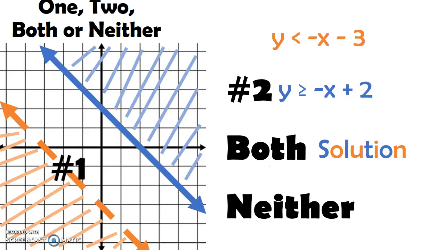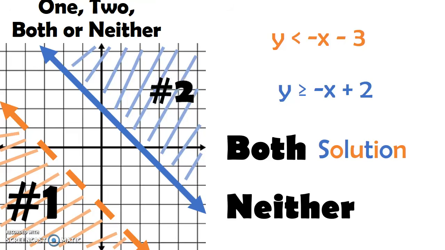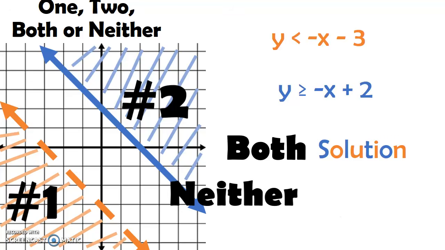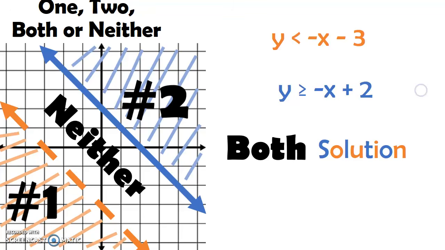So the orange shaded section is going to be my number 1 again. The blue is going to be my number 2. Now remember, my solution is anywhere where my shadings intersect, and neither is going to be where there's nothing shaded. So since nothing intersects, the answer to this would be no solution, because there is nowhere on this graph where my shaded areas are going to cross.